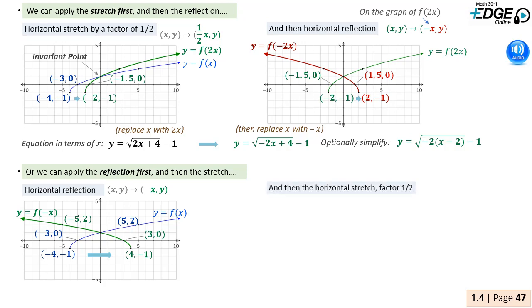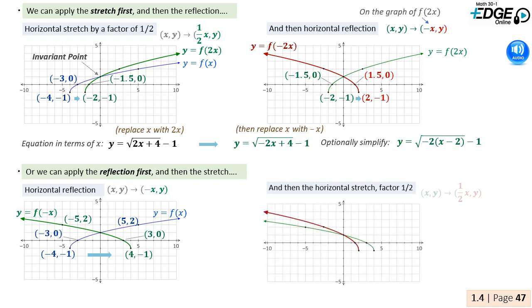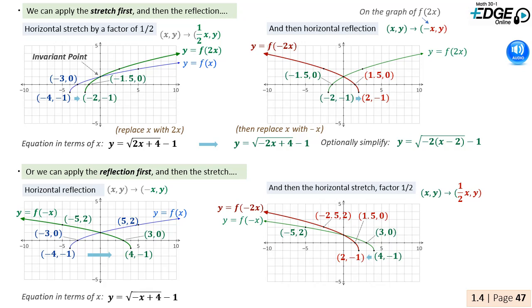We will now apply the horizontal stretch to our reflected graph. We multiply each x-coordinate by 1/2. In the end, we see that the graph looks the same in both cases. Now let's try the equation.